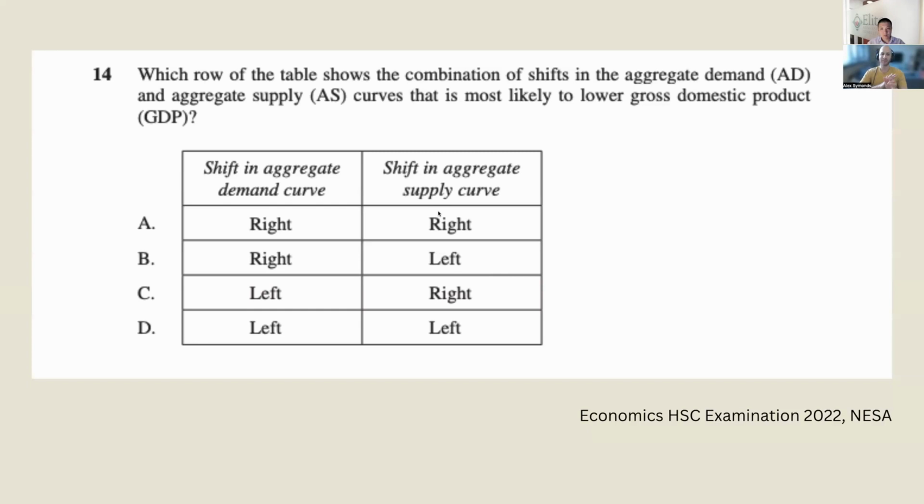So here, I'm trying to shrink the pool of answers. I'm improving my odds to answer this question correctly. If I'm thinking about the second half of this, I've got left, left, and I'm thinking, well, I'd want both to decrease, so here it would be left and also left. That would be what would likely lower gross domestic product. Okay.